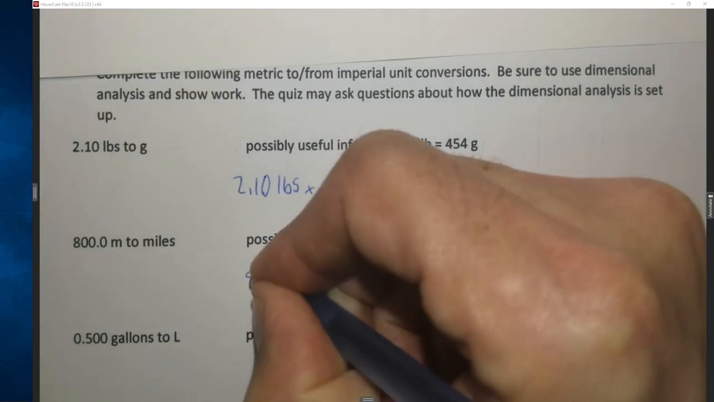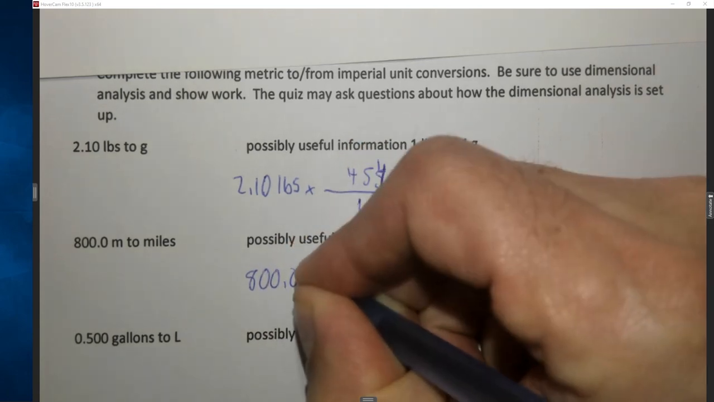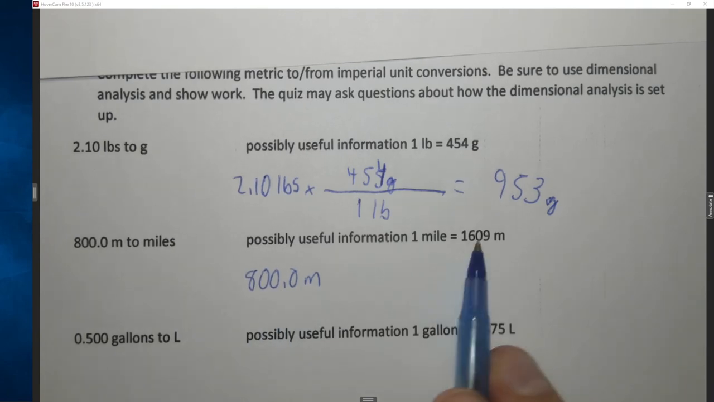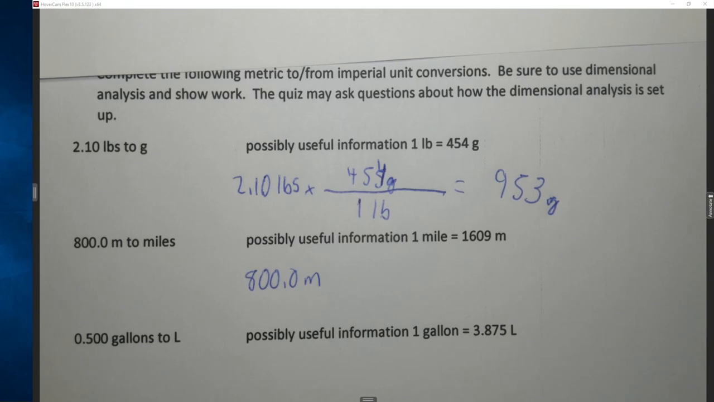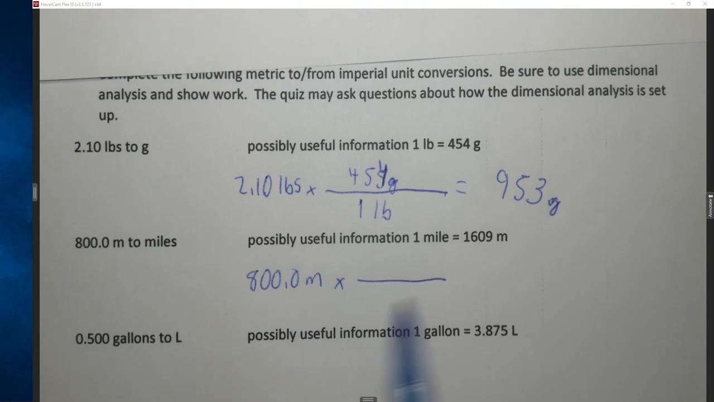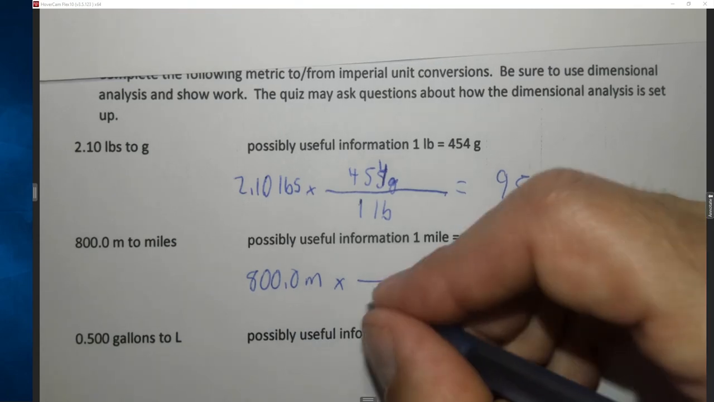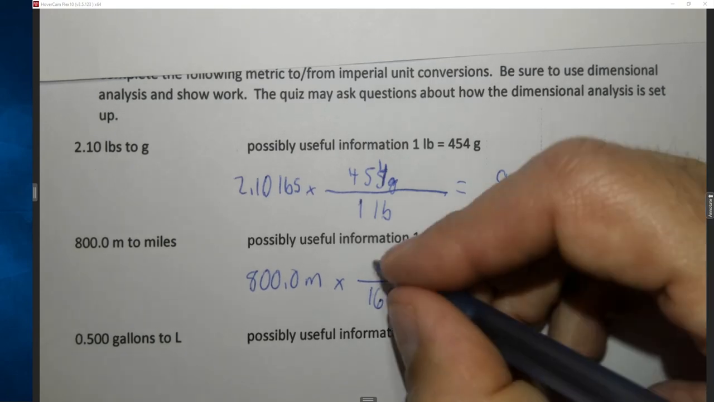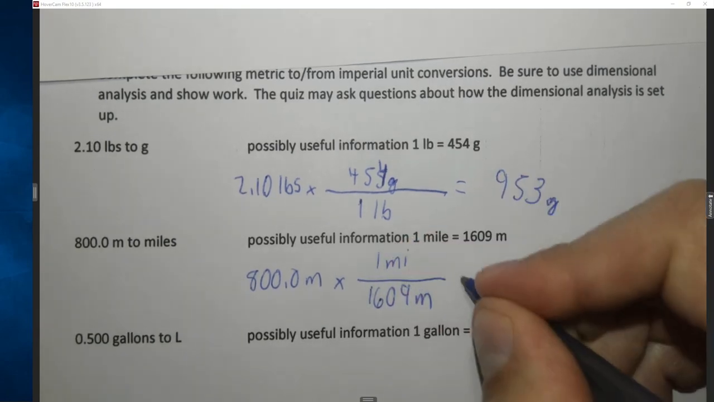So we start with 800.0 meters, which is 4 sig figs. This 0 is significant because it's after both the 8 and the decimal place. This is also 4 sig figs, meaning our answer should also be 4 sig figs. So in this case, we want to get meters to cancel out. So we take our equality and we put the 1609 meters on the bottom, and on top, the 1 mile.